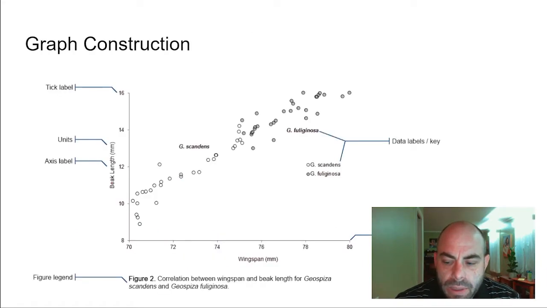So let's talk a little bit about graph construction. This is really important. And we're going to spend a little bit of time here to talk about the different parts of a graph and why they're important. So the first thing is the size of your graph. And this graph is the correlation between the wingspan and beak length for Geospiza scandens. I'm guessing it's some sort of bird, but it's not important what it is. It's just that this graph shows you the different things that are going on.